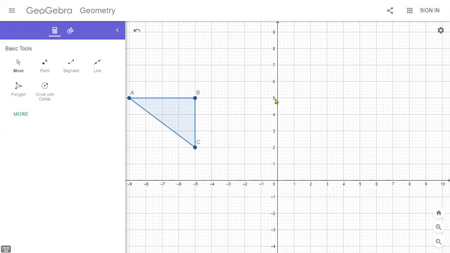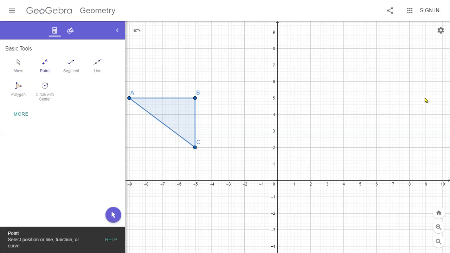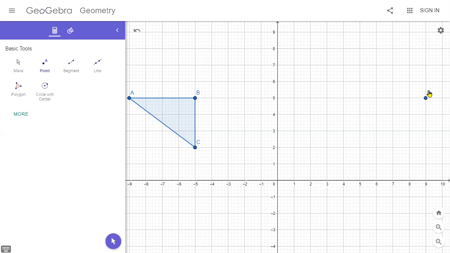This point A, let me count again: 1, 2, 3, 4, 5, 6, 7, 8, 9. So we have to go the opposite direction by the same unit. 1, 2, 3, 4, 5, 6, 7, 8, 9. This point. Okay, let me mark the point. This point will be the A prime.